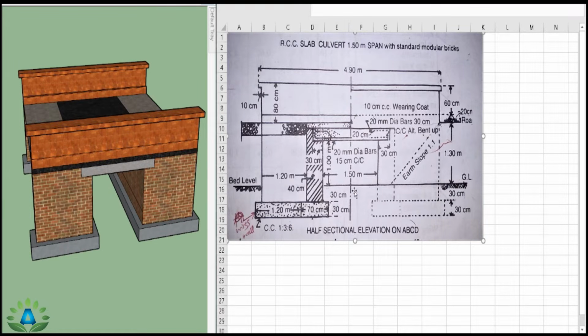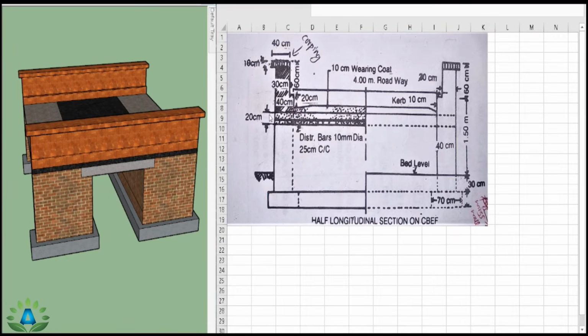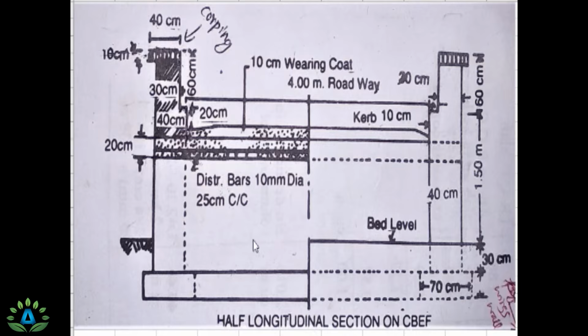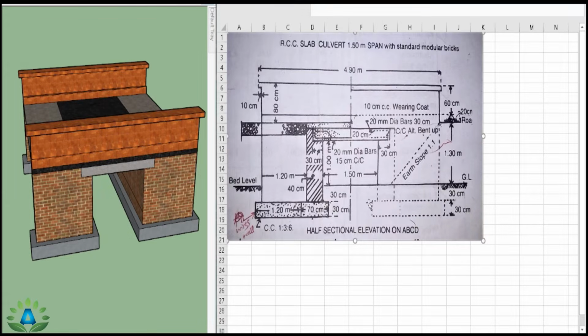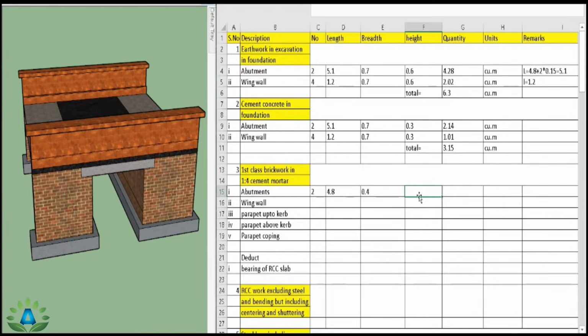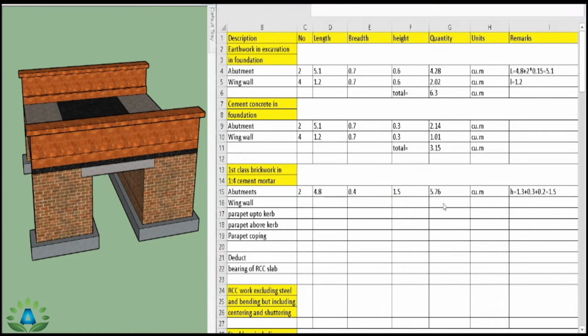to see from this half sectional elevation, that is our total height of this brickwork is from this point up to this point. That is, we have this length 30 and this length is 1 meter and this length is 20 centimeter. This 20 centimeter can be easily seen from this half longitudinal section on CBEF. So this slab portion is 20 centimeter. This portion is 20 centimeter. So the total height of the brickwork is 1 meter plus 30 centimeter plus 20 centimeter. That is 1.5 meter. So I can write the height as 1.5 meter and our total quantity is 5.76 cubic meter.